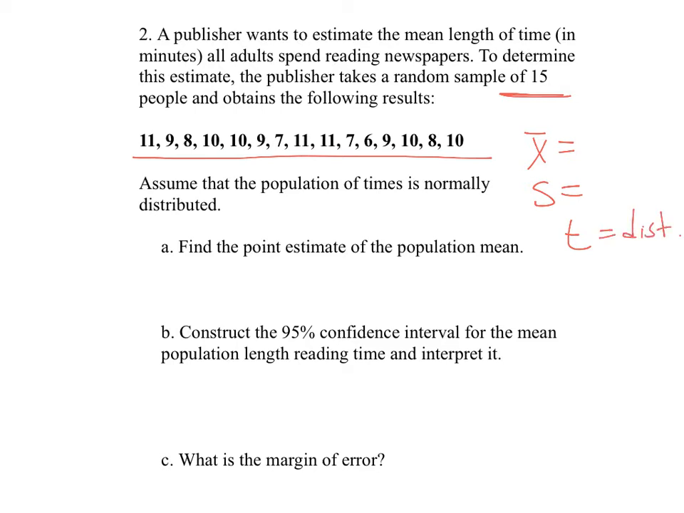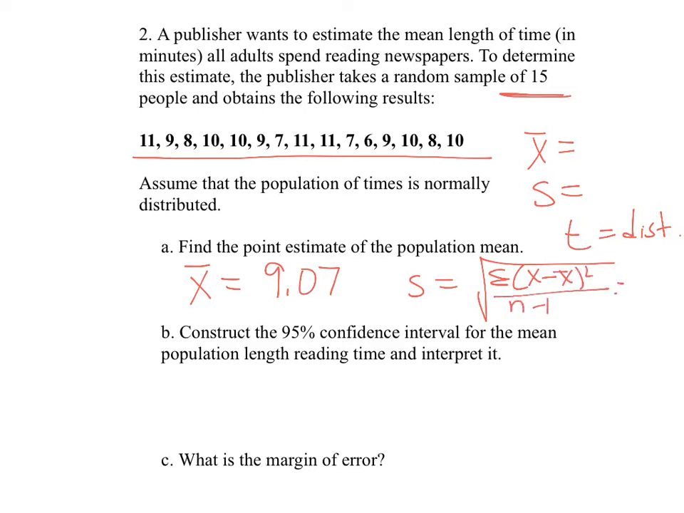First off, we need to find x bar. X bar is just the sum of all of those values divided by 15, and in this case x bar is 9.07. Also, when you find the standard deviation of these values, you can follow the equation we've seen before, which is the square root of the sum of x minus x bar squared, divided by n minus 1. We get a standard deviation of 1.58.